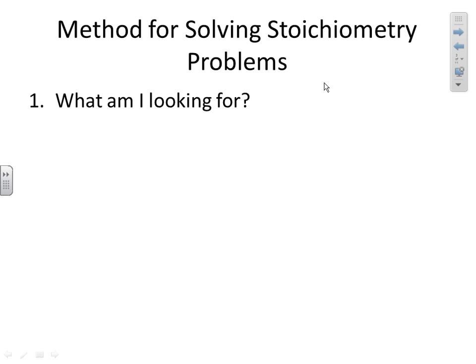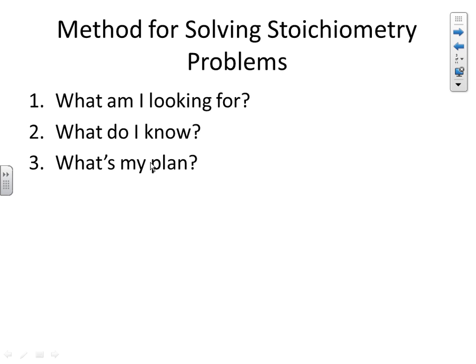It helps for us to determine what we're looking for first. Then, what did they give us to work with, right? What did they tell us we have to start with? Once we've done that, what's my plan? Your plan is a conversion factor problem. Stoichiometry problems are conversion problems. A little bit different than what we've done up until this point, but they're just conversion problems.